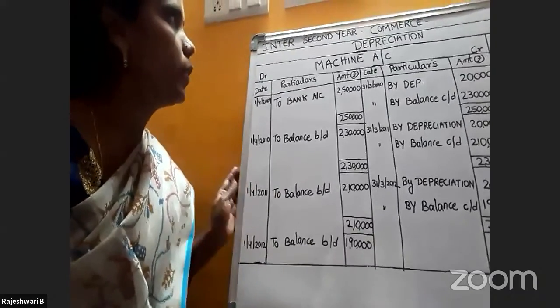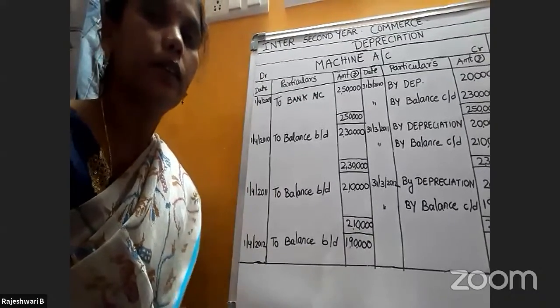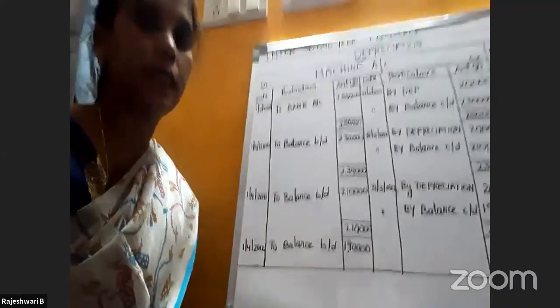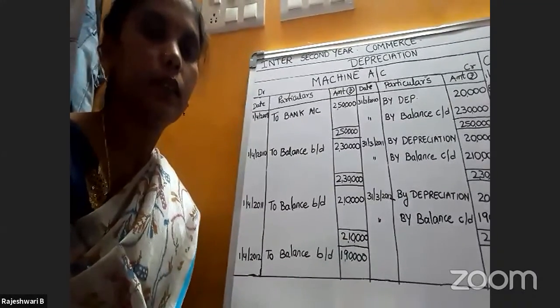This is the machine account we have prepared, as per the straight line method. Thank you.